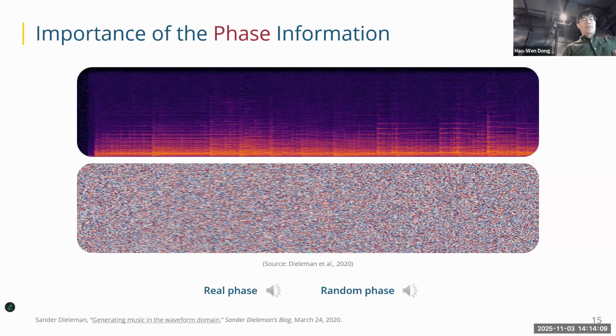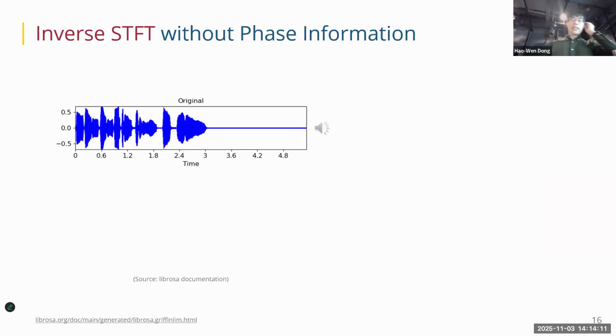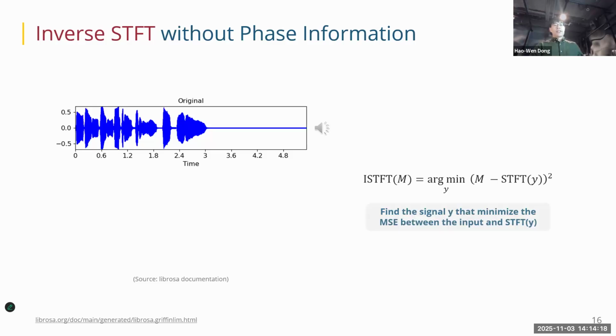So, this is one thing you can do in Librosa directly. Inverse STFT without phase information. So what you can do is grab a Fourier and audio, and you can try to find the signal Y that minimizes the MSE between the input and STFT(Y). So the idea here is that this is doing inverse short-time Fourier transform.